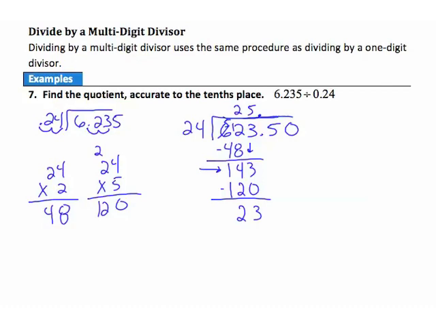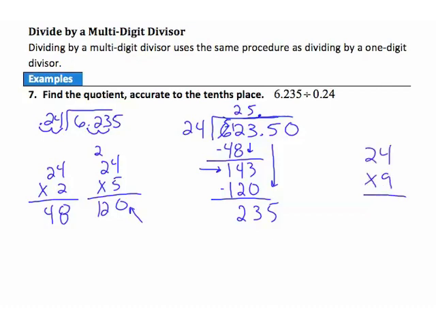Okay, bringing down the next digit, the 5. Now we're going to divide 24 into 235. Notice over here with the 5, we got an answer of 120. If I doubled that, that would be 240. Just a little too high here. So I would not take 24 times 10. Instead, I would take maybe 24 times 9 as my first guess here.